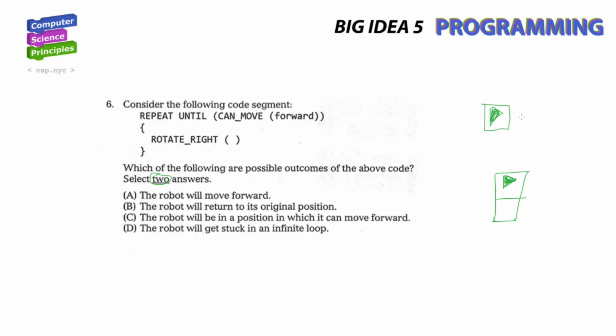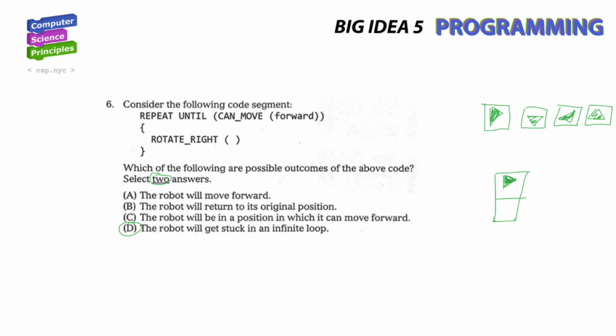Well, currently it can't move forward. So then it turns right, so it faces down. Now it still can't move forward, so it rotates right. So it's facing to the left. Can't move forward, so it turns around, now it's facing up. And that's going to keep happening. It's going to go on forever and ever. So the robot will get stuck in an infinite loop is one of the possible outcomes if the robot is completely blocked. So it says select 2 answers.